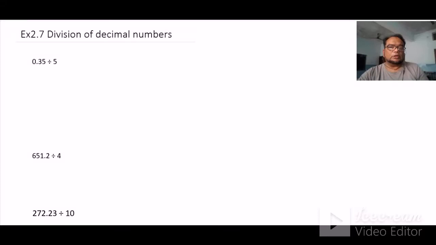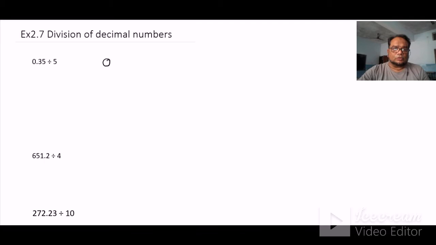In this session we are going to learn how to divide decimal numbers. The basic rule of division of decimal numbers is that the point is shifted towards the left side of the decimal digits. In division, the point is shifted towards the left side of the decimal digits. So let's look at some examples of division.